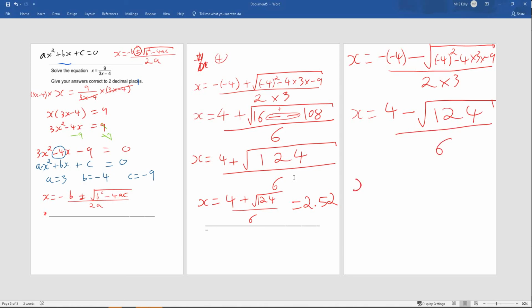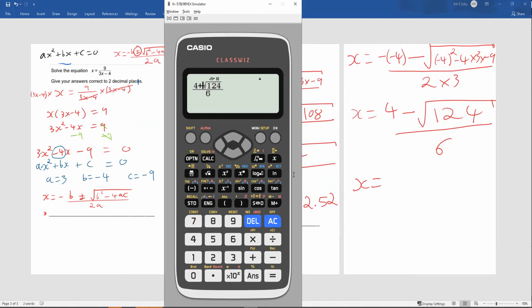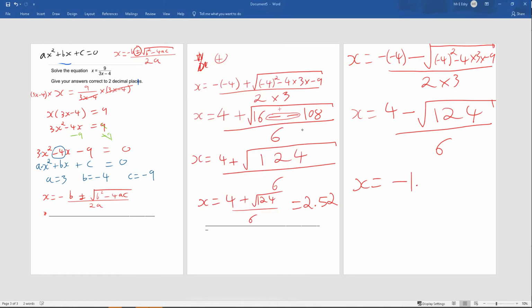So that will give me, I can put it into my calculator, that will give you minus 1.19 to 2 decimal places, because the 9 rounds the 8 up. So our final answer would be x is 2.52 or minus 1.19.